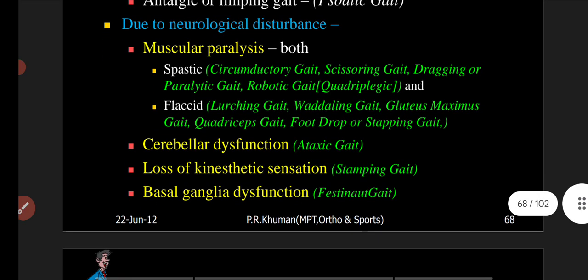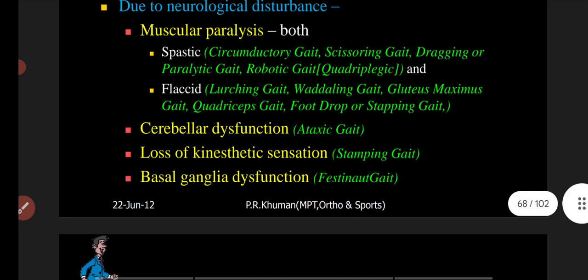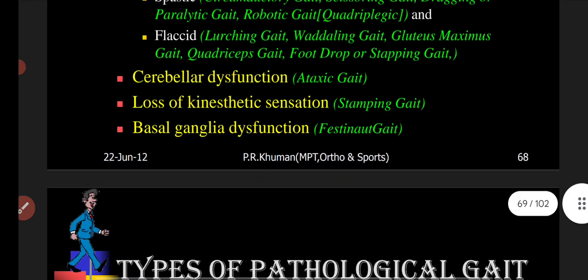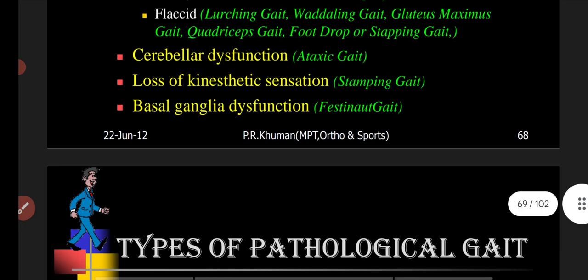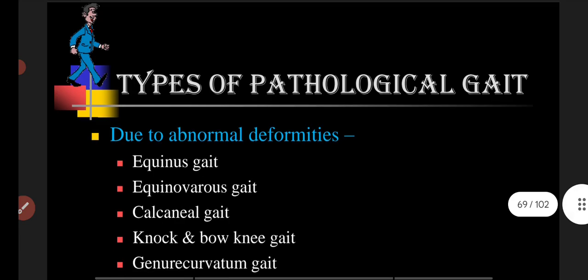Next cause is cerebellar dysfunction. In cerebellar dysfunction you will see the ataxic type of gait, or ataxia. Next one is loss of kinesthetic sensation, that is stamping gait. Next, basal ganglia dysfunction, festinating gait. This festinating gait is seen in Parkinson's disease.